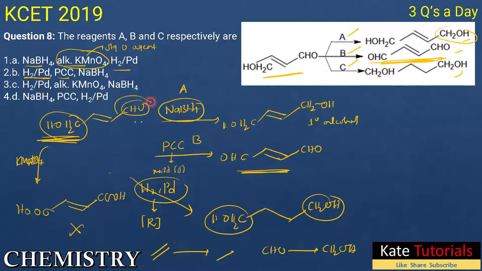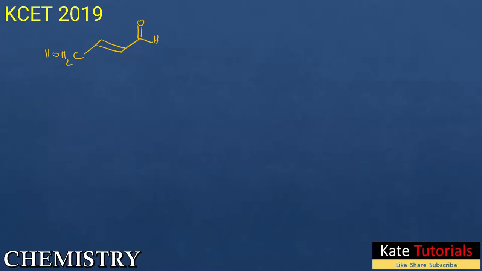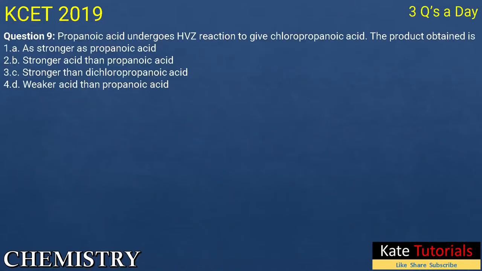So this aldehyde is there, right? That is reduced to alcohol, and this double bond, alkene, is converted to alkane, single bond. So the third reagent is H2 in presence of palladium. So the answer is: first reagent is NaBH4, followed by PCC, then H2 in presence of palladium. D is the correct answer for the given question.